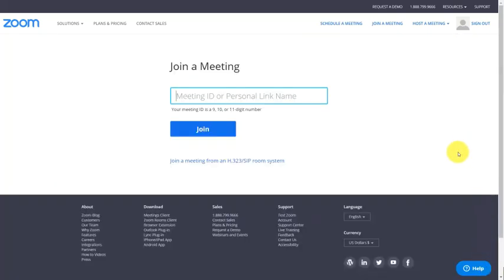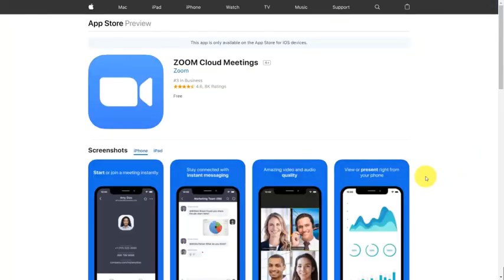Individuals can join your online meeting if they are connecting through their personal computer or their mobile device. And from a mobile device, Zoom does allow both starting as well as joining online meetings and webinars.